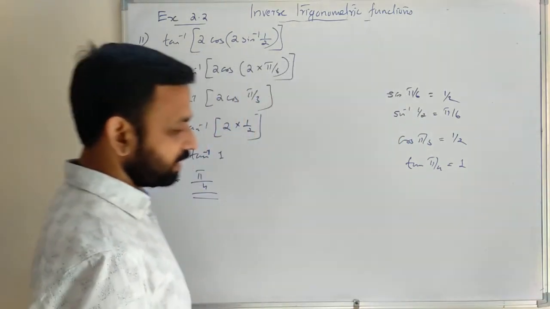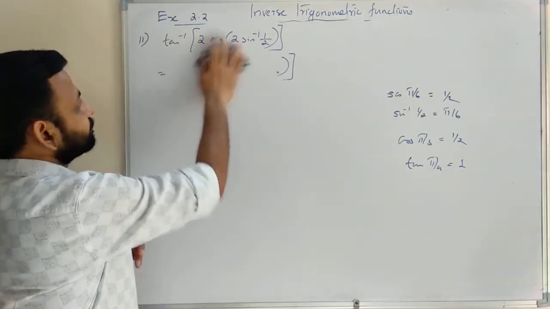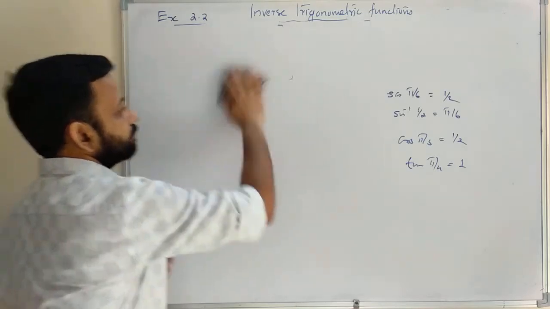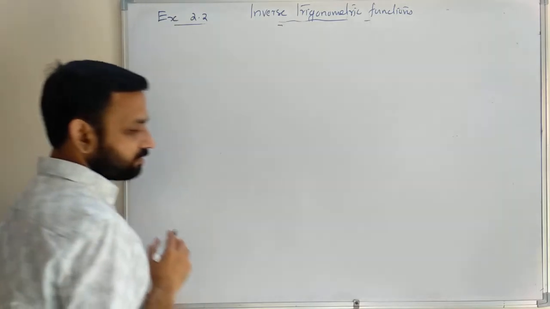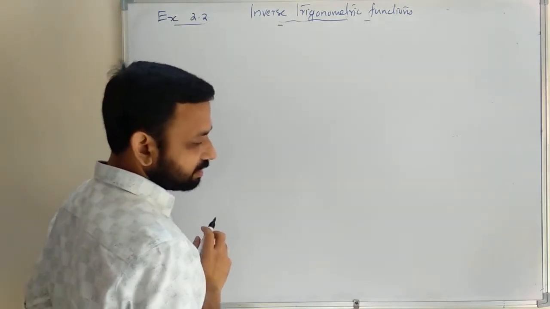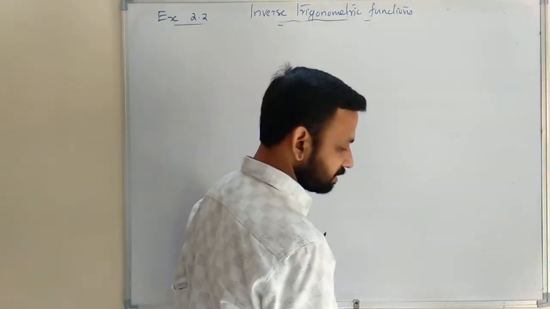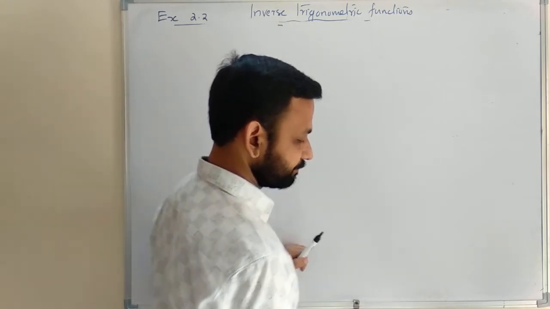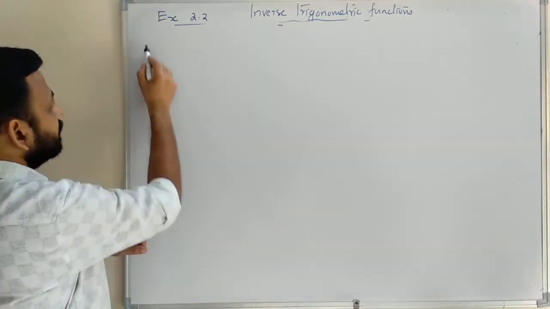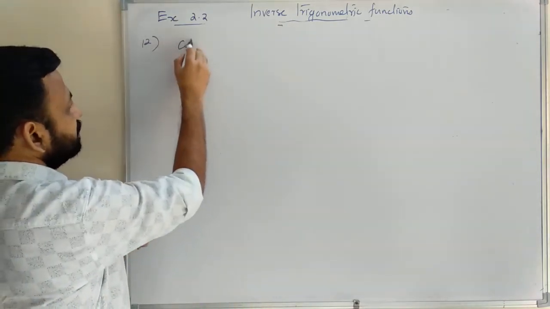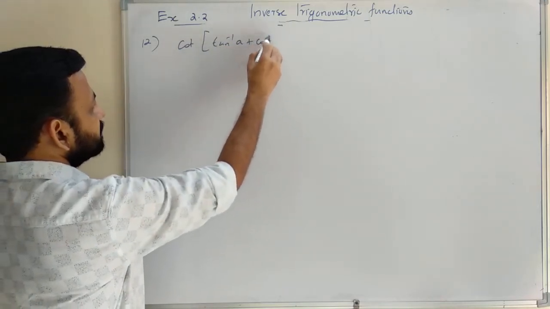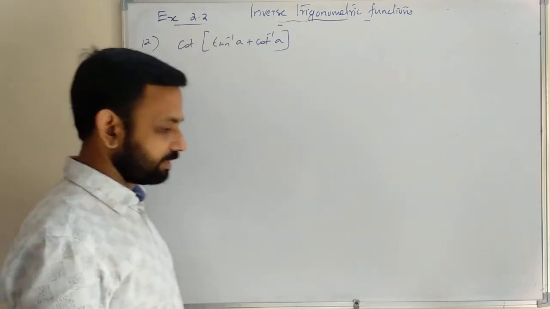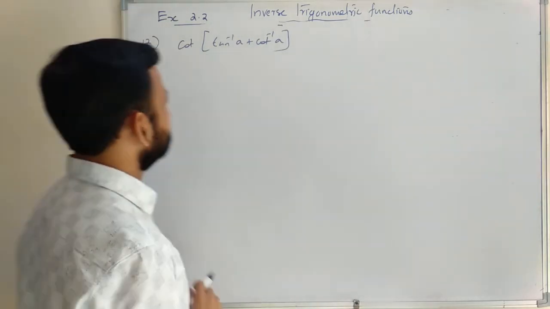Now we will do the second question, that is the 12th question. We need to find cot of tan inverse A plus cot inverse A. Cot of tan inverse A plus cot inverse A.